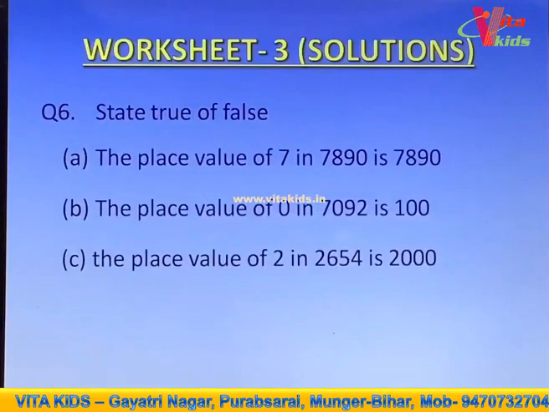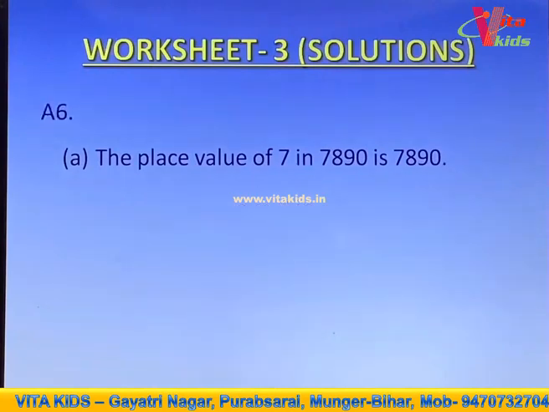State true or false. A. The place value of 7 in 7890 is 7890. This is false. If you have to find the place value of 7, then you will convert all the things on the right to 0. So place value will become 7000. So it is false. Coming to the next one.